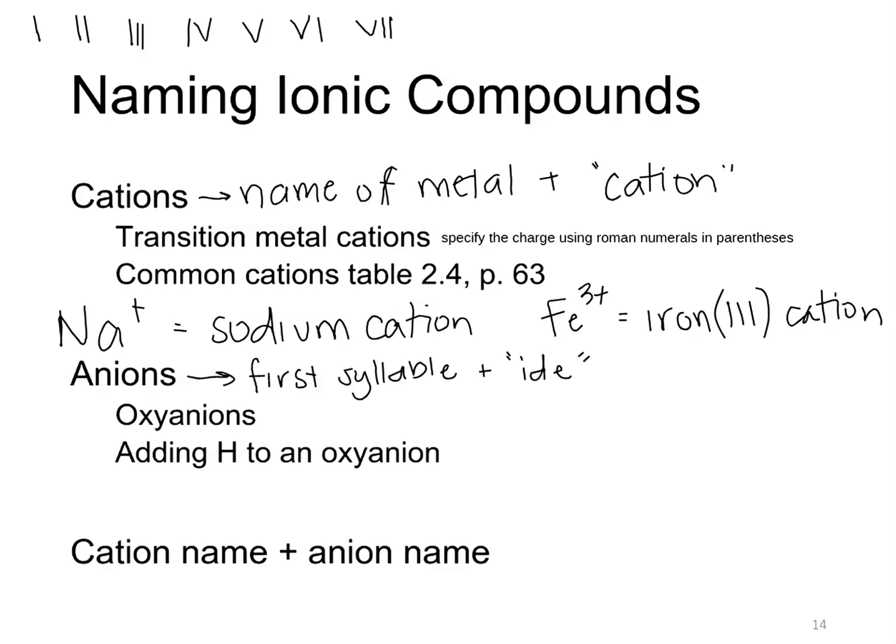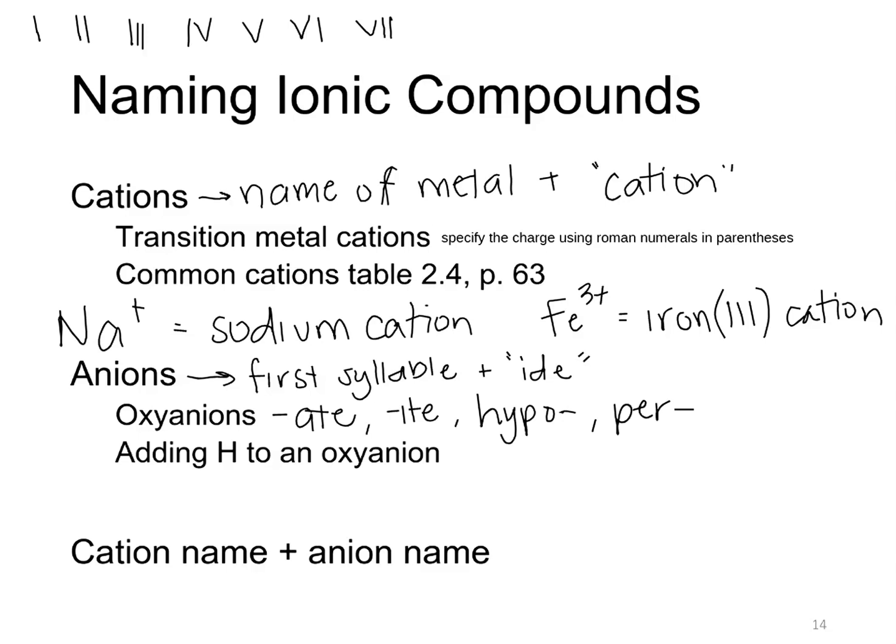For oxyanions, they're a little more complicated. We can have an ending of "ate." We can have an ending of "ite." And "ite" just means that there's one less oxygen than the "ate" form. We can have hypo as a prefix. So hypo means there's one less than the "ite" form, or we could have the per prefix. And per means that there's one more oxygen than the "ate" form.